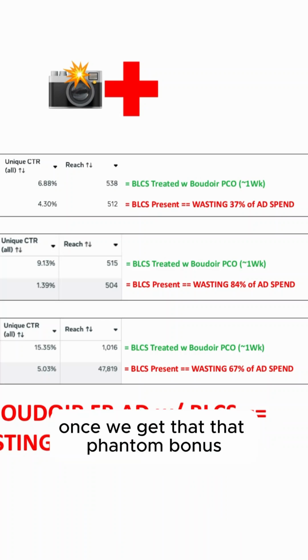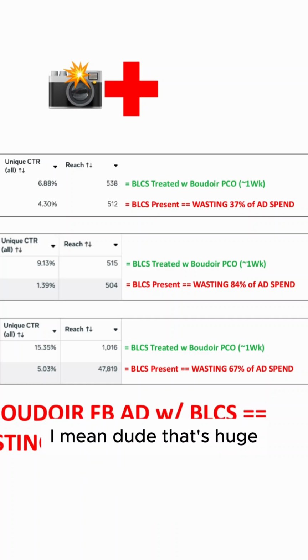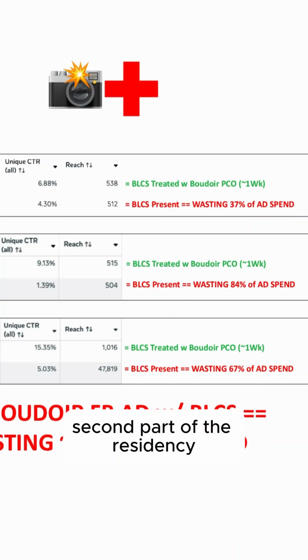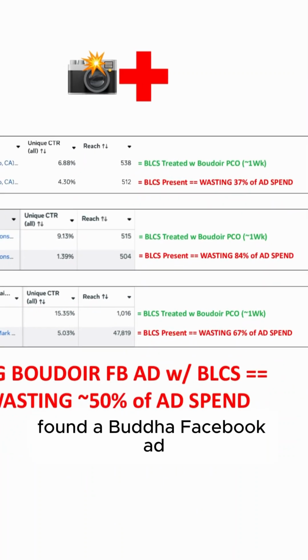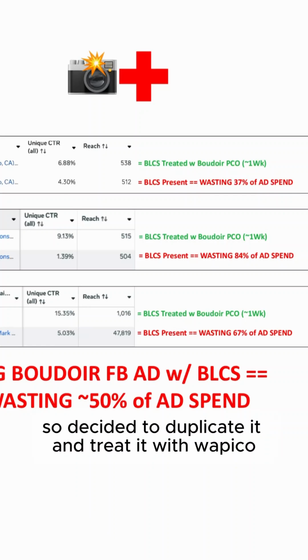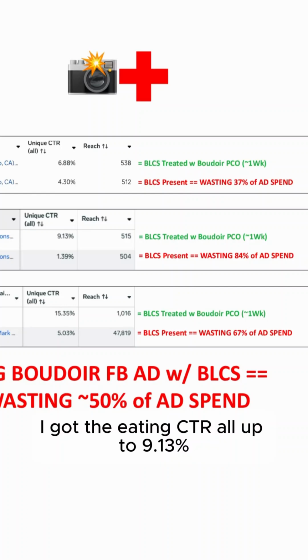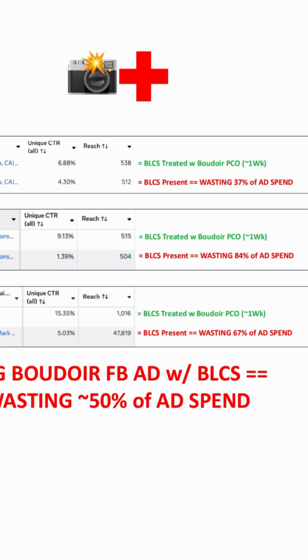Once we get that phantom bonus, that's at like 40K over the next 12 months. I mean, dude, that's huge. Second part of the residency, found a Boudoir Facebook ad that had 1.39% unique CTR all. So we knew that BLCS was present, and so decided to duplicate it and treat it with Boudoir Pico. Takes about a week. I got the unique CTR all up to 9.13%.